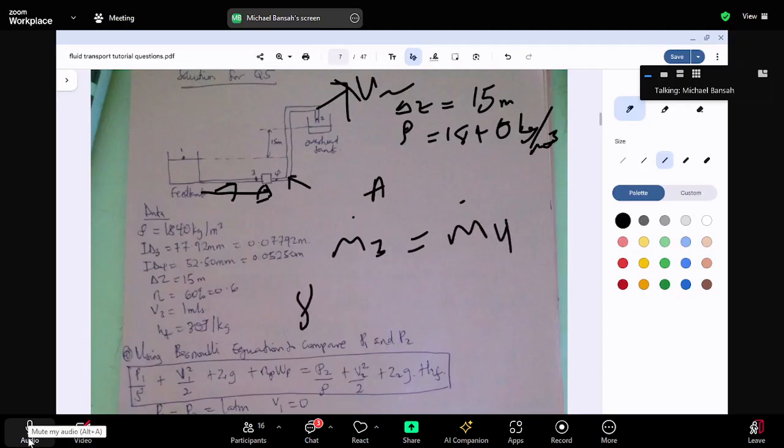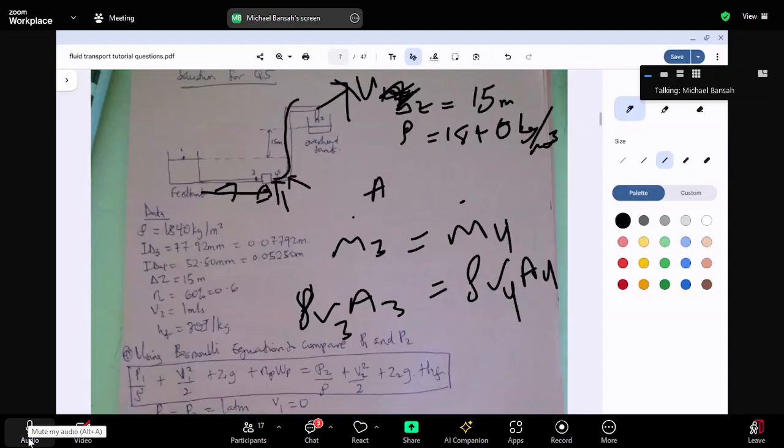And we know mass can be expressed as density times velocity times area at point 3, equal to density times velocity times area at point 4. In that case, I can find the velocity at point 4. Remember, we don't know the velocity at point 2. Let me write it well. But when we find the velocity at point 4, we know that along this line, at every point, it should have the same velocity. So the velocity at point 2 will be equal to the velocity at point 4.